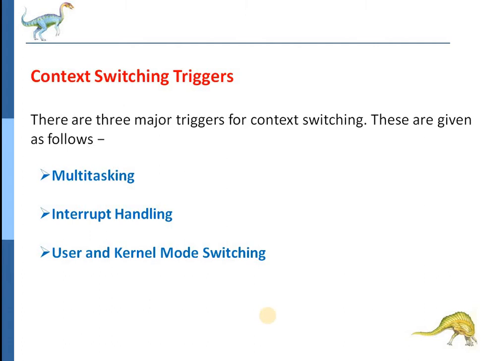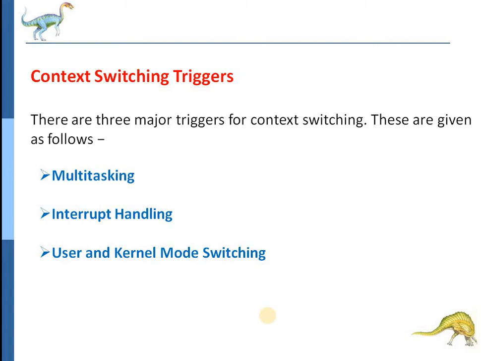Next, the context switching triggers. There are three major triggers for context switching. These are multitasking, interrupt handling, and user and kernel mode switching. First, we will see multitasking. In a multitasking environment, a process is switched out of the CPU so another process can be run. The state of the old process is saved and the state of the new process is loaded. On a preemptive system, a process may be switched out by the scheduler.